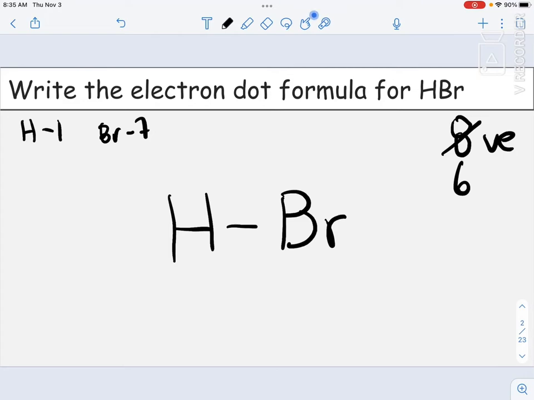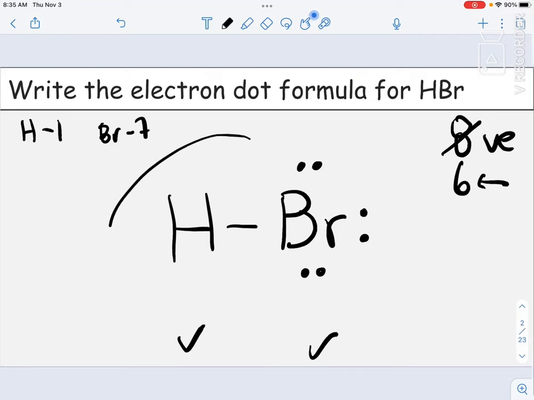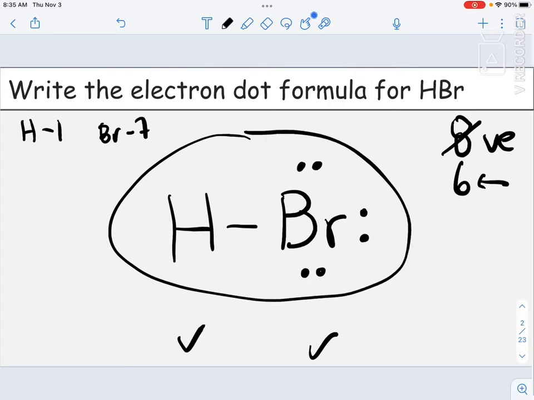So now the next step is to add electrons around the central atom. Okay, let's look at hydrogen. Remember that hydrogen only wants 2 valence electrons because it only has 1 energy level. So this covalent bond around it satisfies it, so we don't need to put any electrons around hydrogen, okay? So let's go ahead and use these 6 valence electrons here. We're going to place them around bromine. So there's 1, 2, 3, 4, 5, and 6. Now bromine, if we do a circle around it, it's happy. Hydrogen is happy. This is the electron dot formula for hydrogen bromide.